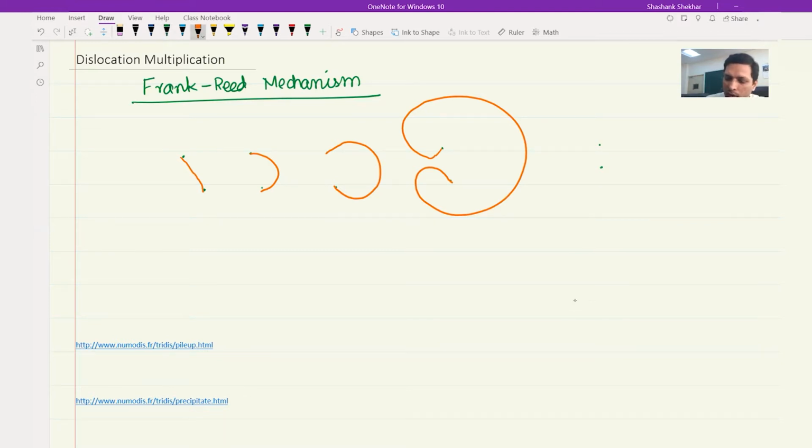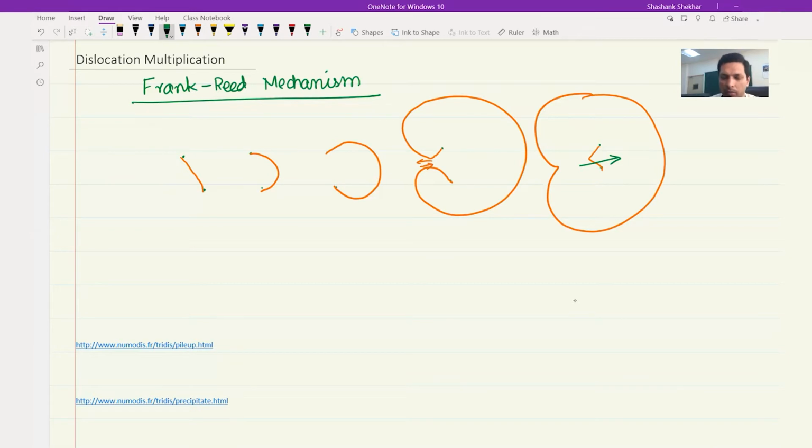At this point, the Burgers vector here, or sorry, the line vector here, is in the opposite direction. Therefore there will be an attractive force, and these two will merge, and what we will get is something like this. And if there is a grain, then this dislocation would move on, and the stress would keep acting on this part of the dislocation, and therefore this will again form a loop, and it will keep on forming loops.